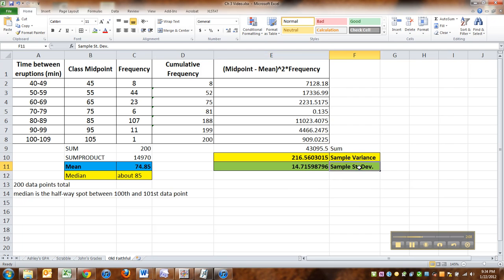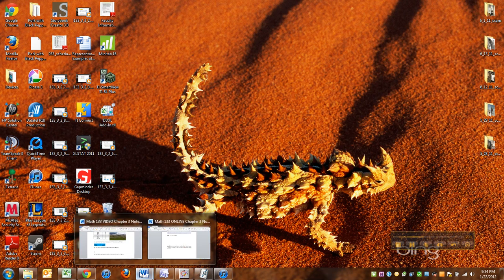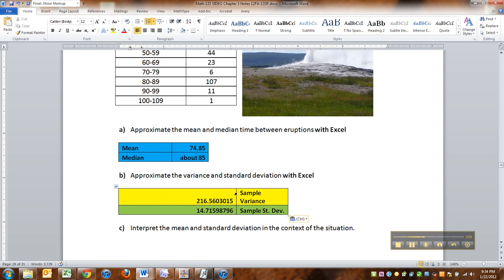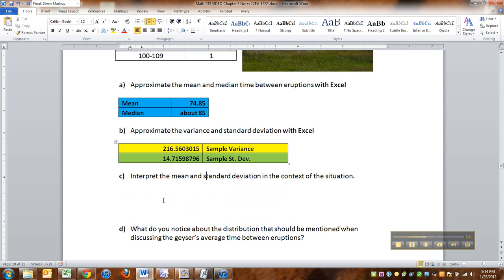All right, we found the sample variance and the sample standard deviation. Let me copy and paste, oops, those back in here. Now, they're only approximate because we used midpoints instead of the actual values. That's what makes them approximate. So that's as good as we can get.